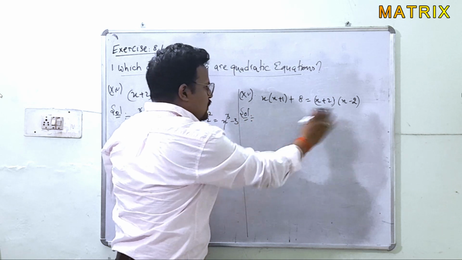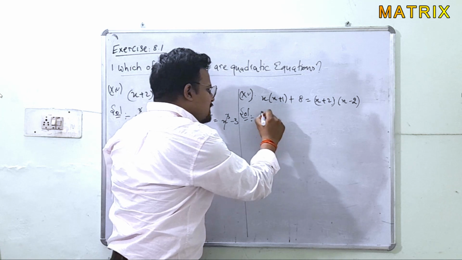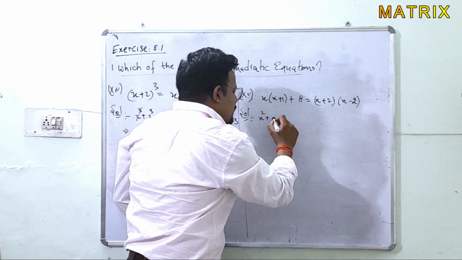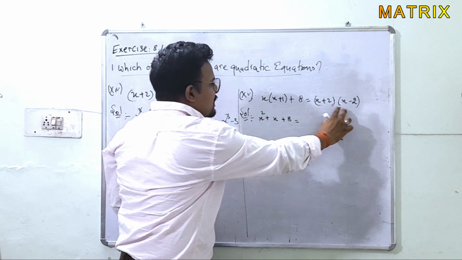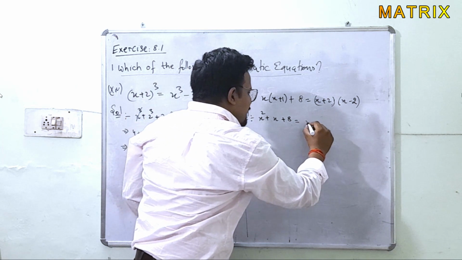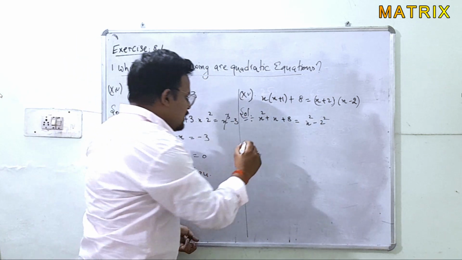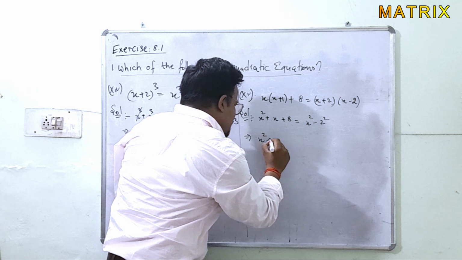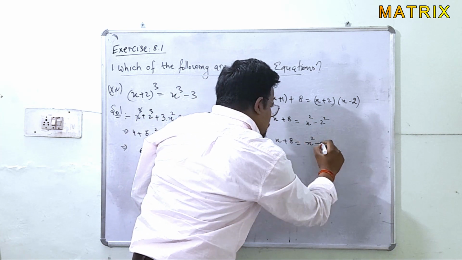By solving this, x multiplied by this will be x square, and x multiplied by 1 will be x, plus 8. And we know that this is a plus b, this is a minus b, so it will be x square minus 2 raised to power 2. Yes or no? And this will be x square plus x plus 8 is equal to x square minus 4.